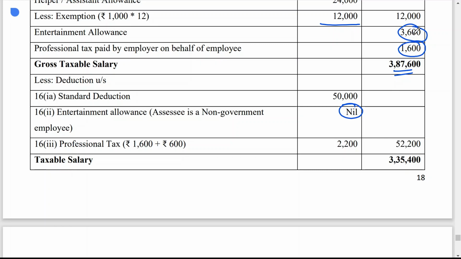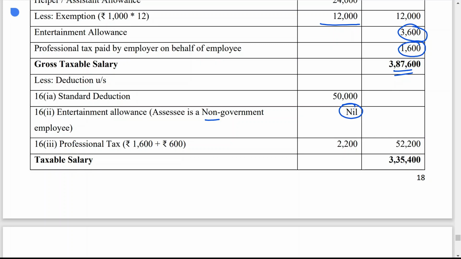But we have to do this calculation when he is a government employee. That can be changed. If I only change this word non-government to government, then your 3,600 will come here and your answer gets changed. That is why I explain it to you, because no other example is covered for a government employee. So I am explaining the same thing in this case also. When government employee is given, the amount will come here and your total deduction under section 16 will increase by that amount.